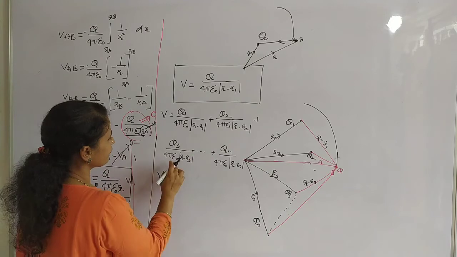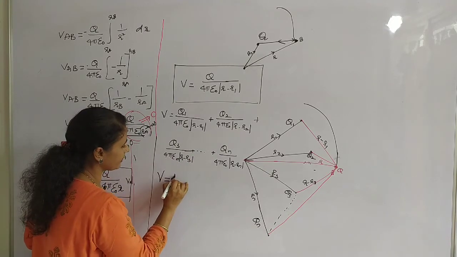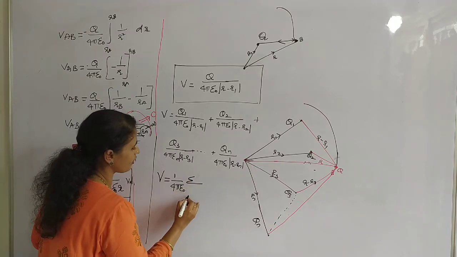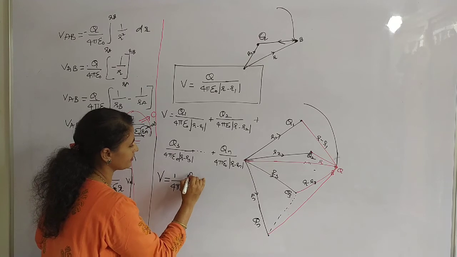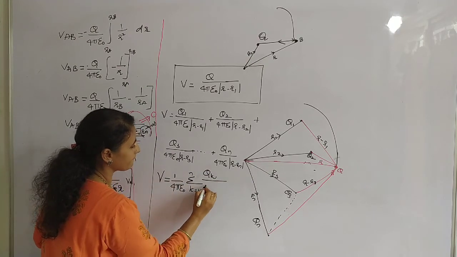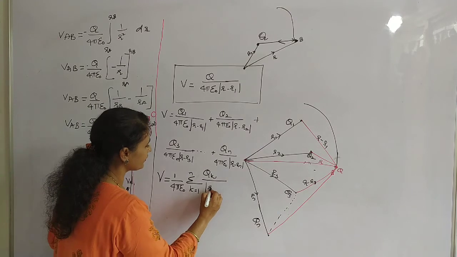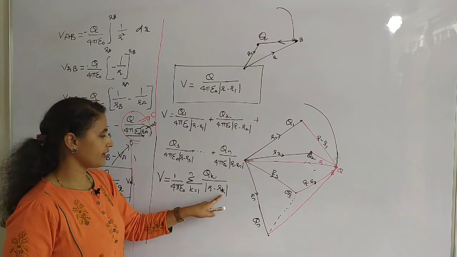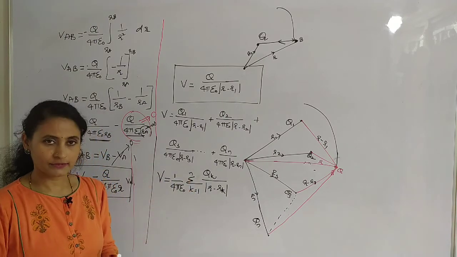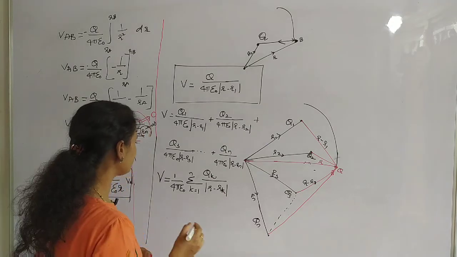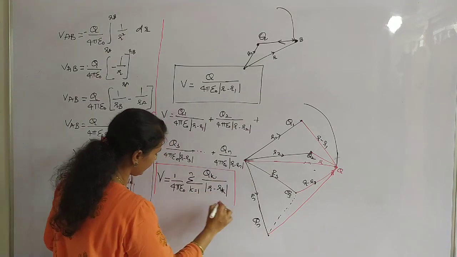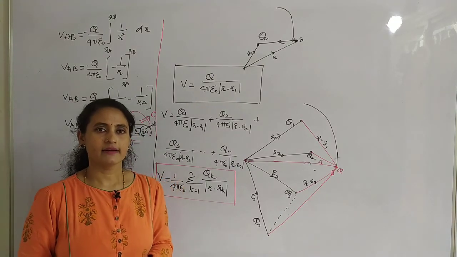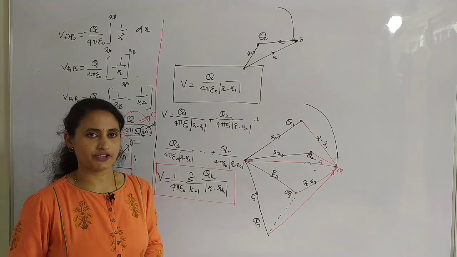In all of this, 1 by 4 pi epsilon naught is a constant, so I can take it outside, with the summation over k from 1 to n of qk divided by the magnitude of the difference of distances, r minus rk, where k varies from 1 to n. This is the electric potential due to multiple charges, or n number of charges. So now we will take some numericals on the electric potential.